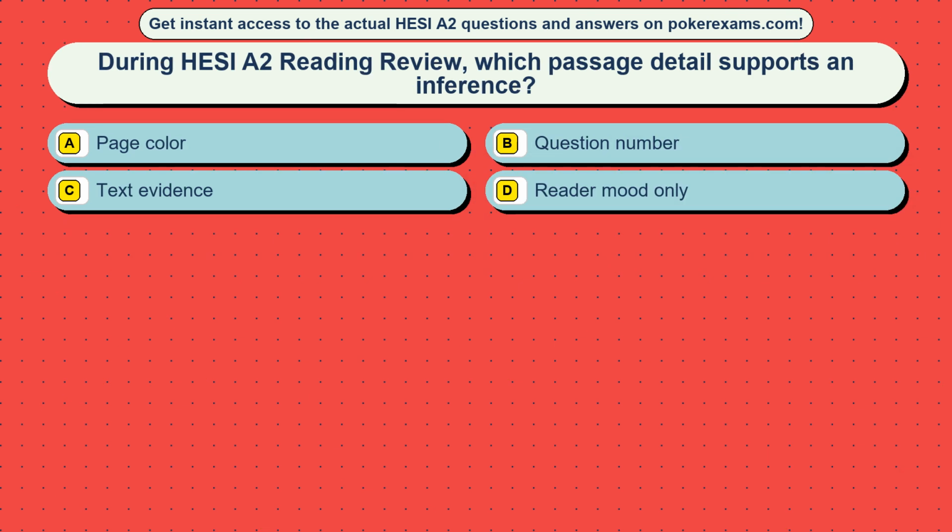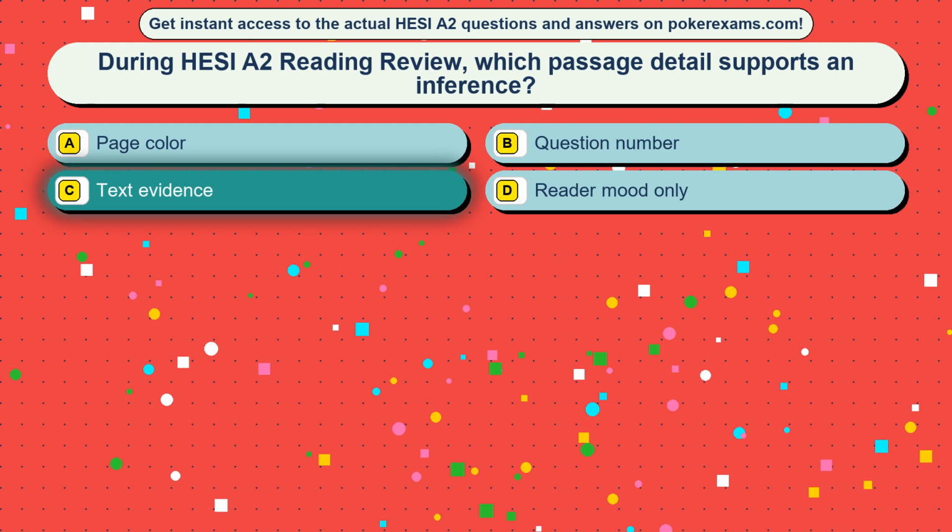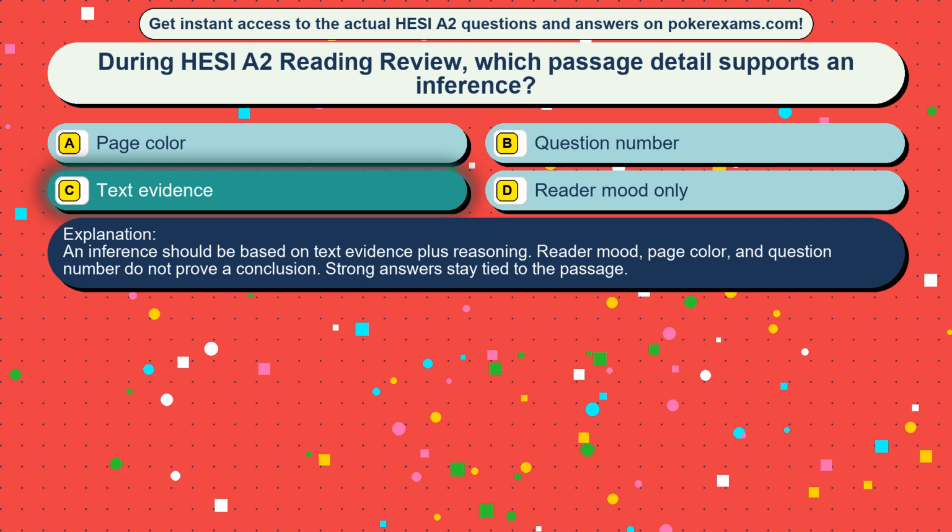Question 11. During HESI A2 reading review, which passage detail supports an inference? Option A, page color. Option B, question number. Option C, text evidence. Option D, reader mood only. The correct answer is option C, text evidence. An inference should be based on text evidence plus reasoning. Reader mood, page color, and question number do not prove a conclusion. Strong answers stay tied to the passage.